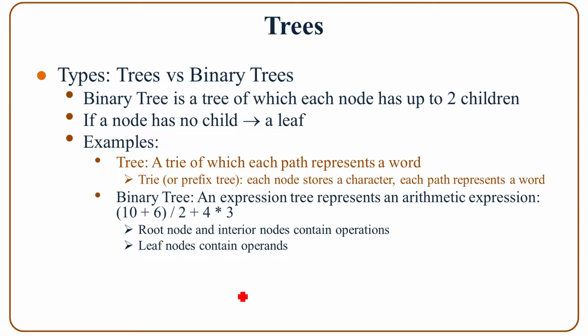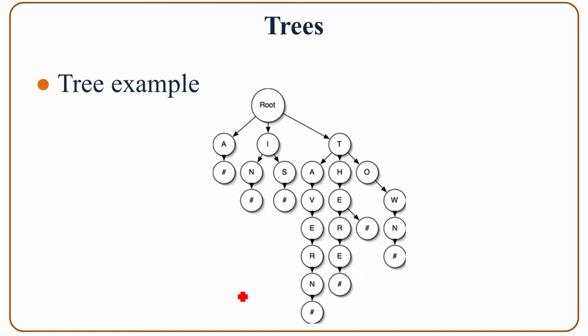The example for a tree is a trie, which is a tree of which each path represents a word. A trie is also called a prefix tree. Each node stores a character, and each path represents a word. Let's look at the example.